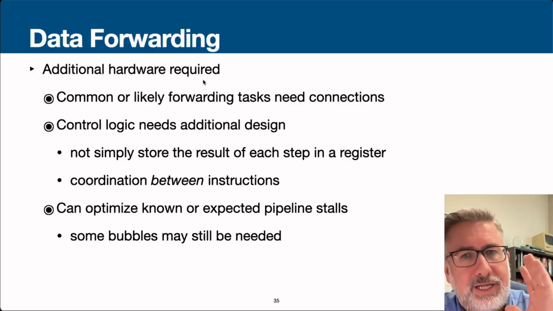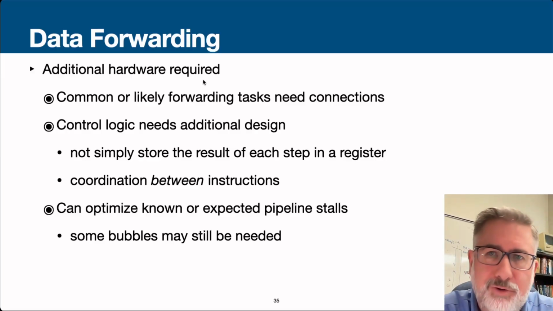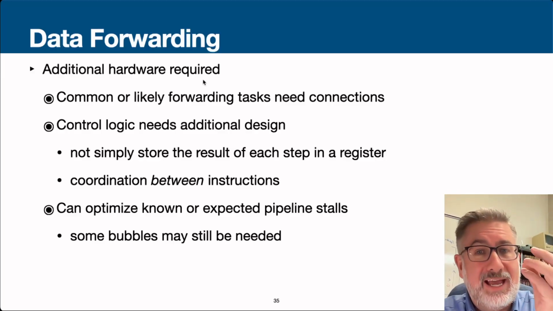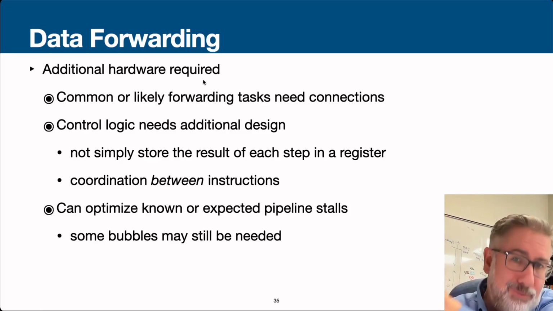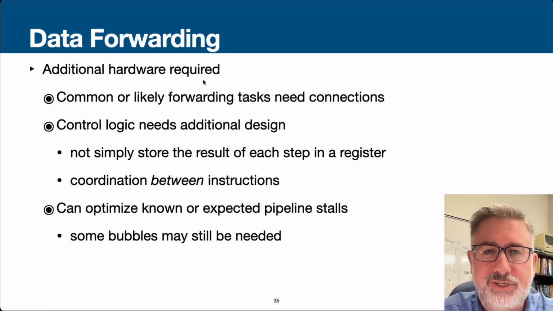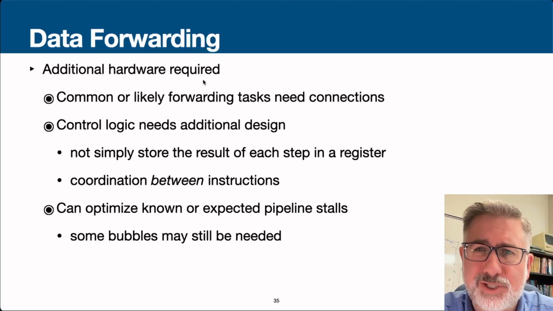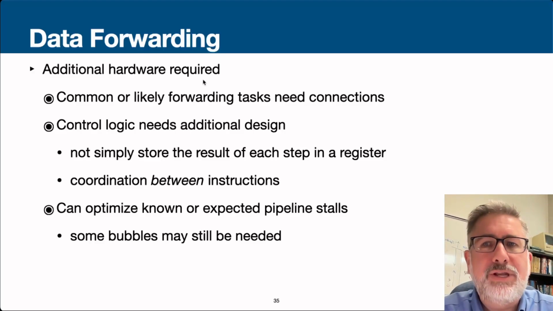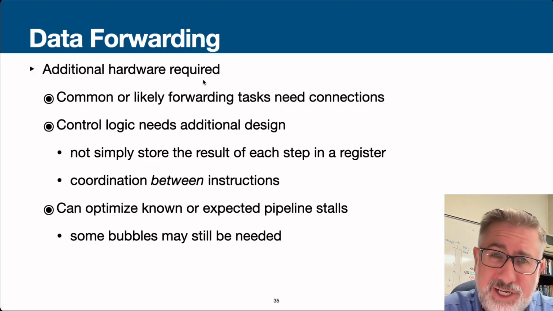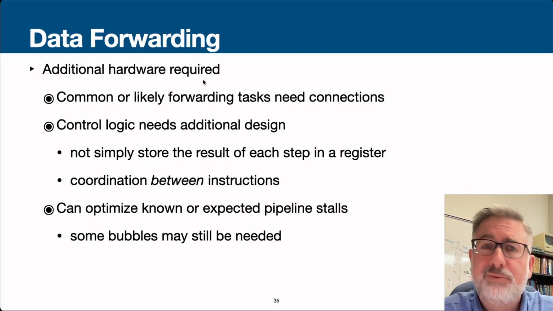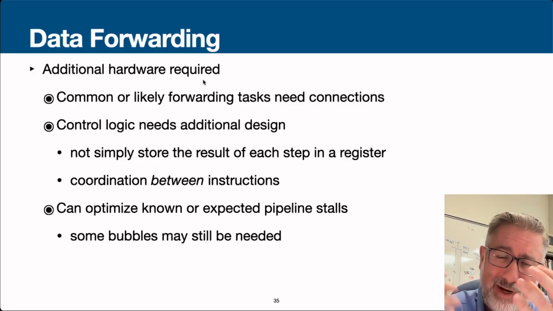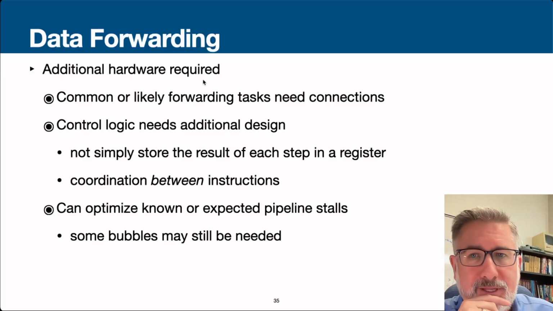So we're going to implement hardware to do common or likely forwarding tasks. We're going to add connections from the output of one unit back around, sort of backwards, to the input of one unit to allow us to use data before it's ready or before it gets put back where it's supposed to go. And then we need control logic to coordinate between instructions so that we know that this instruction is forwarding to this instruction, but maybe not forwarding in this other way, or maybe this instruction doesn't need to be forwarded. So more decisions to be made.